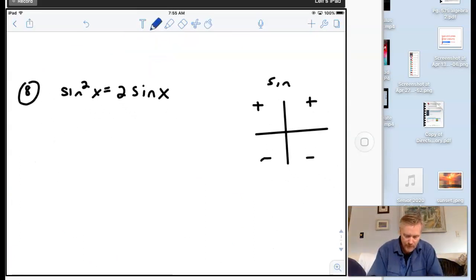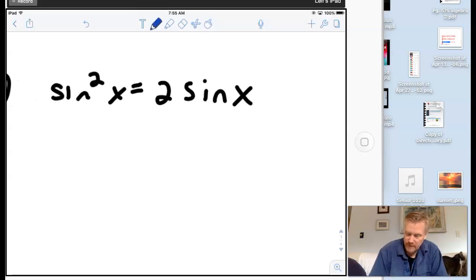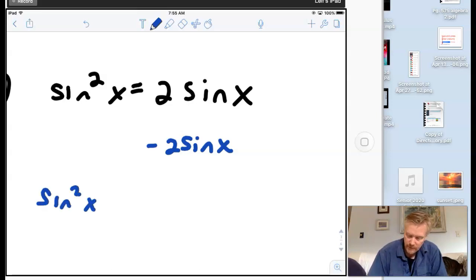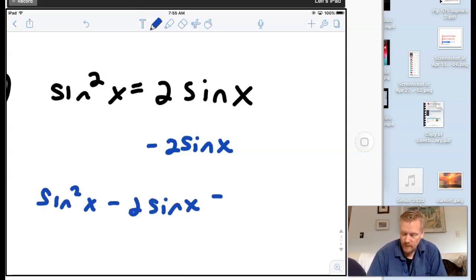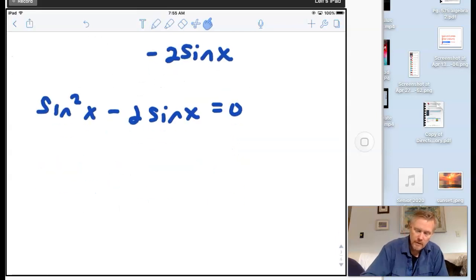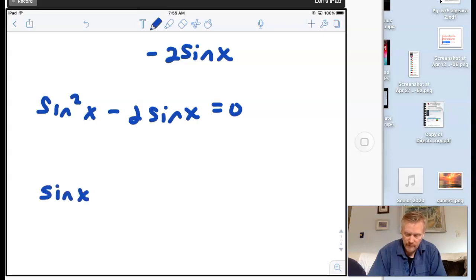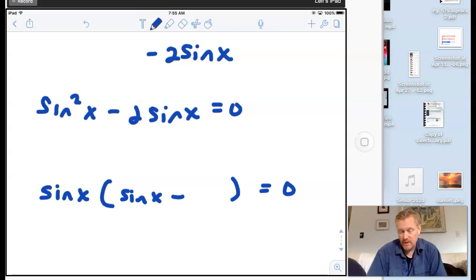All right, this one's a little trickier. First thing I'd like to do is bring everything to one side. I like to have it equal 0, which means I'm going to subtract 2 sine x from both sides. So I get sine squared of x minus 2 sine of x equals 0. Now I'm going to pull a sine of x out of there. I had 2 sines and I pulled 1 out, so I have minus 2 times the sine of x, but I pulled the sine of x out, which leaves me just with the 2.